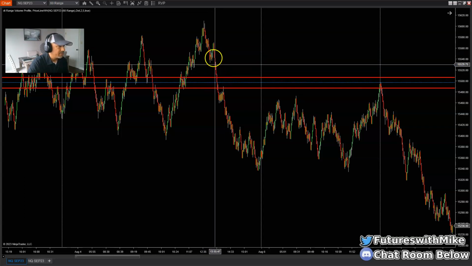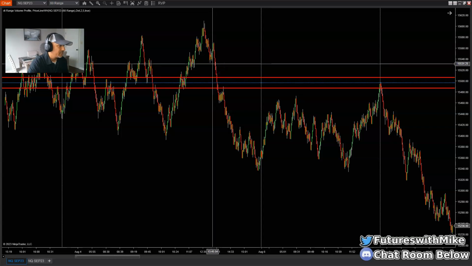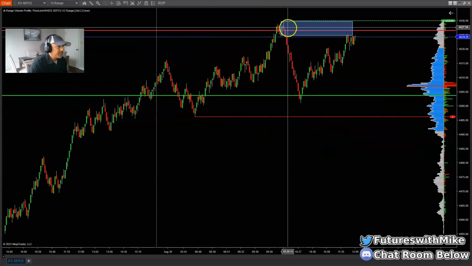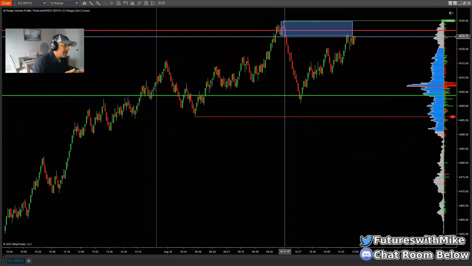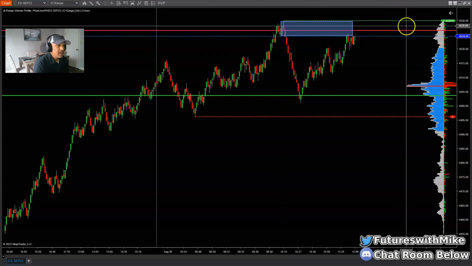But price at some point is going to fill this area right here, and it could possibly try to do it today. On the ES there's a supply zone. There's a 12-hour supply zone, that's my 12 range chart. Also, there's a supply zone resting on the 24-hour. So, two charts with multiple means of confluence there.